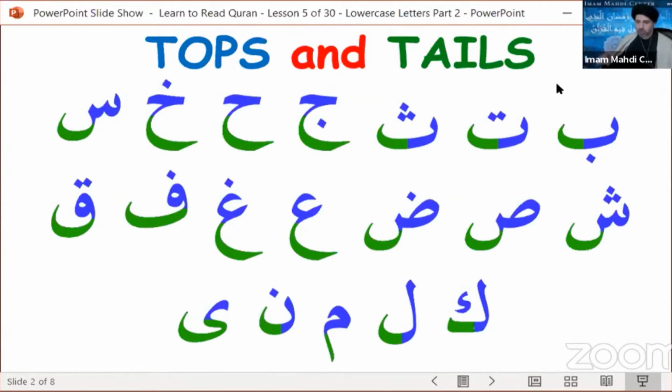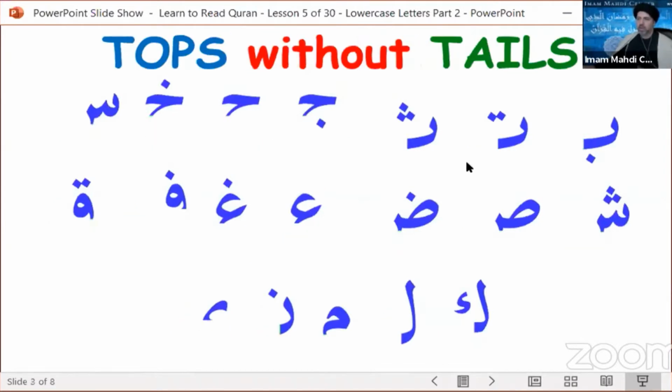And that those that have lowercase forms, most of them have what we consider a top and a tail. So in order to make the lowercase form from the uppercase form, we keep the top of the letter with the dots if it has dots, and we drop the tails. So you see here in this chart, the letters that have lowercase forms with the tops and tails. And if we go to the next chart, we'll see the tops without the tails. And this was the summary of the discussion from last night.